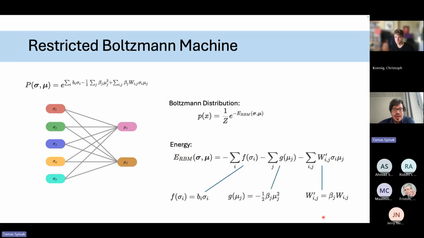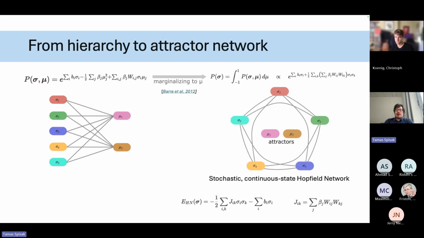And now comes the main trick, or basically the most important moment of this mathematical derivation. The restricted Boltzmann machine: we marginalize the joint distribution of this restricted Boltzmann machine to mu, actually. So basically we marginalize out the higher level integrator nodes from the system. And mathematically, this is a bit delicate.